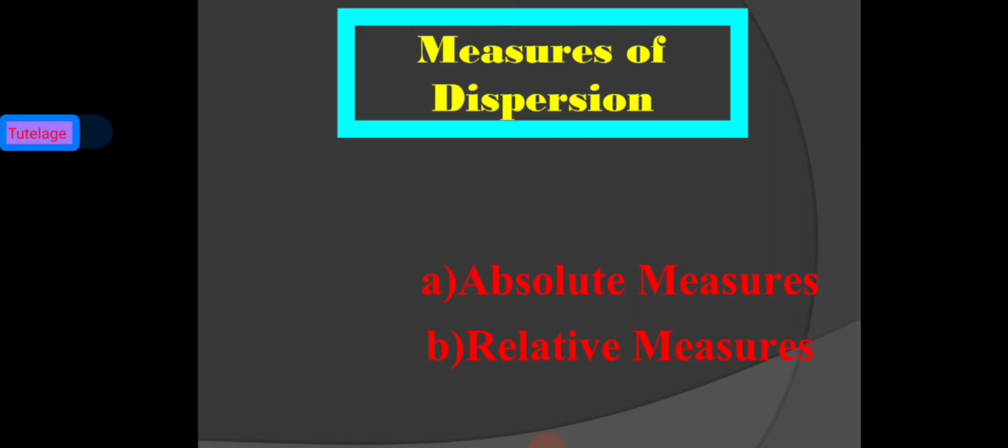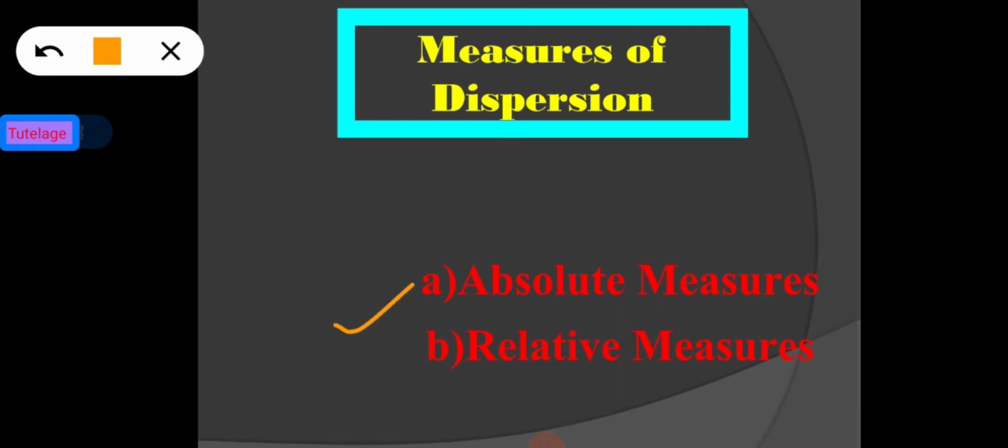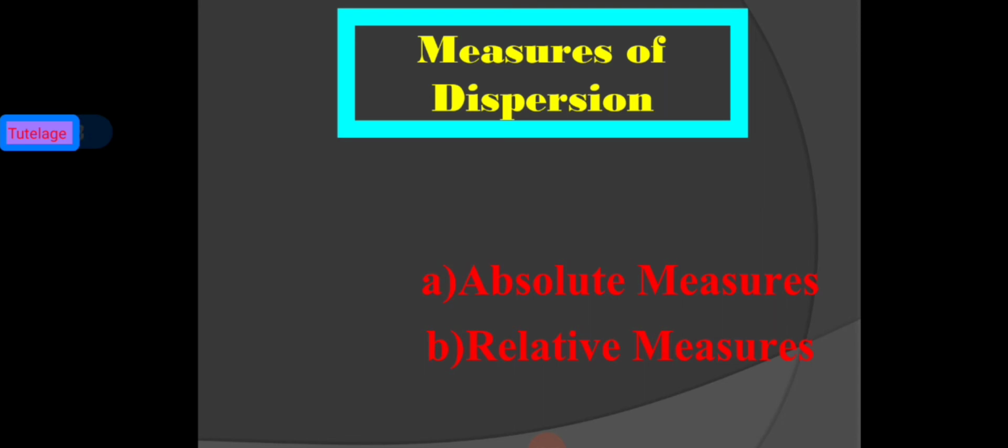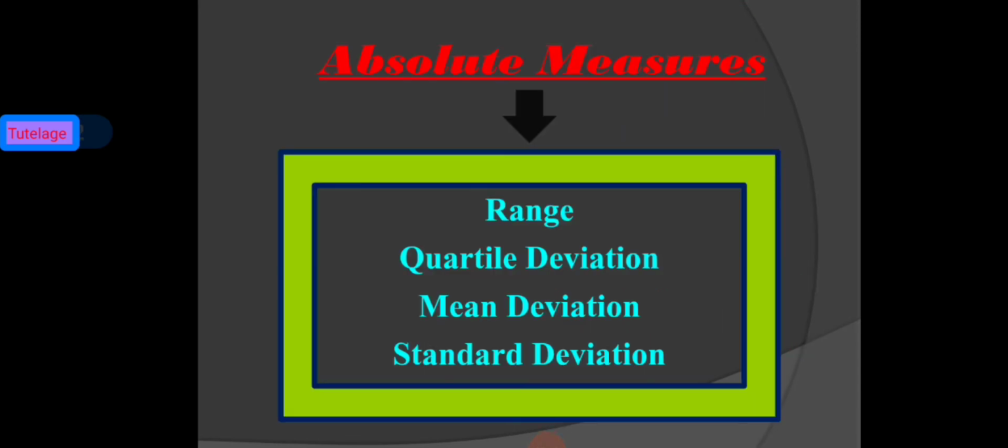Here we have already told that measures of dispersion are of two types. The first one is absolute measures and the second one is relative measures. Range, quartile deviation, standard deviation, and mean deviation are all under the absolute measures of dispersion. Today we are going to discuss the second type of absolute measures of dispersion, that is quartile deviation.